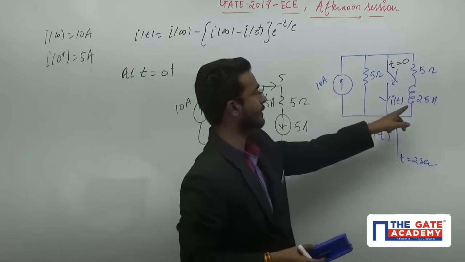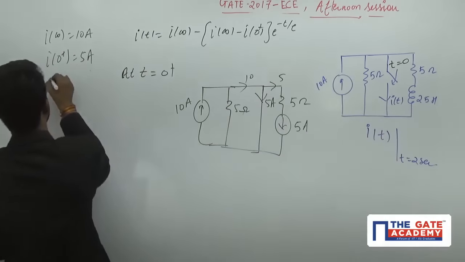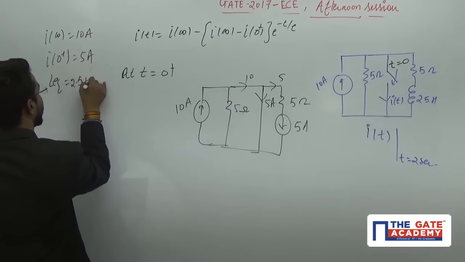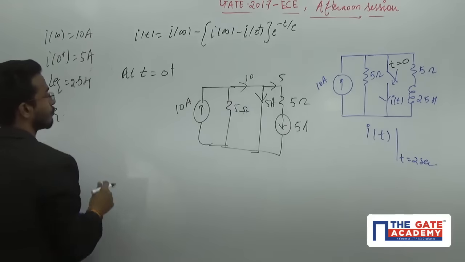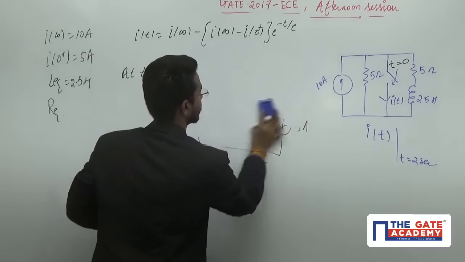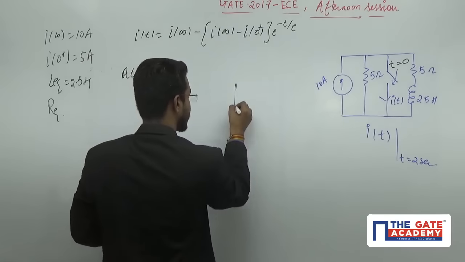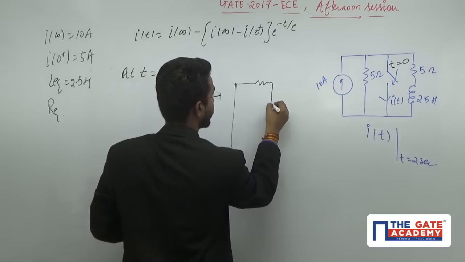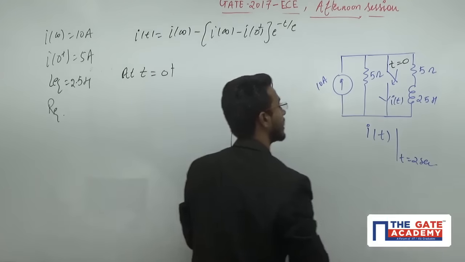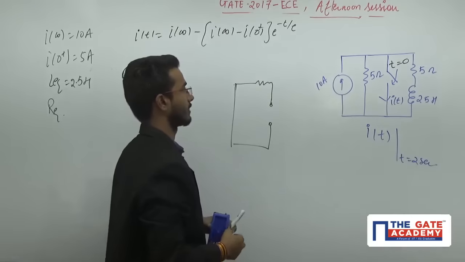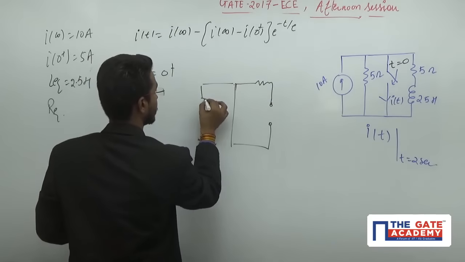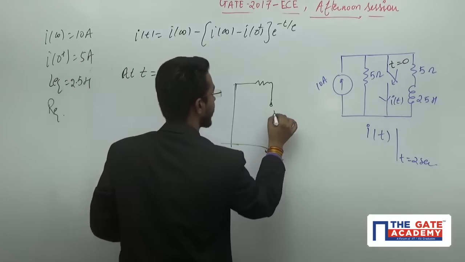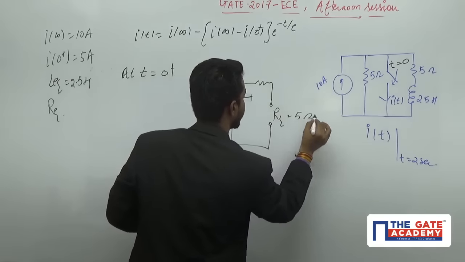Only one inductor is present in the circuit. That means the value of L equivalent is 2.5 Henry. And for the R equivalent, we have to draw the circuit after switching. That means this short circuit, this is 5, and you have to calculate the R equivalent seen across this inductor. That means no meaning of this particular part. That means the R equivalent is 5 ohm.